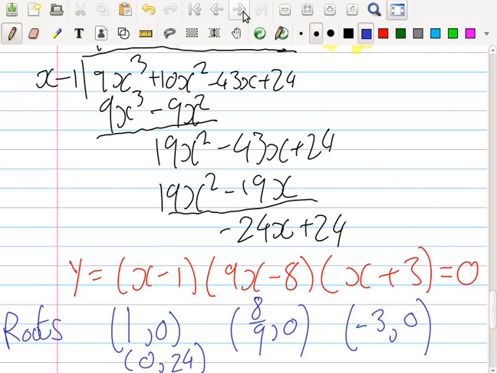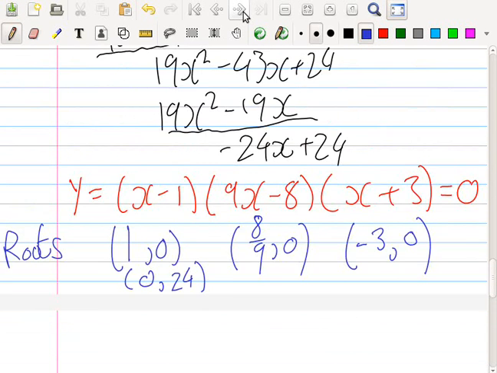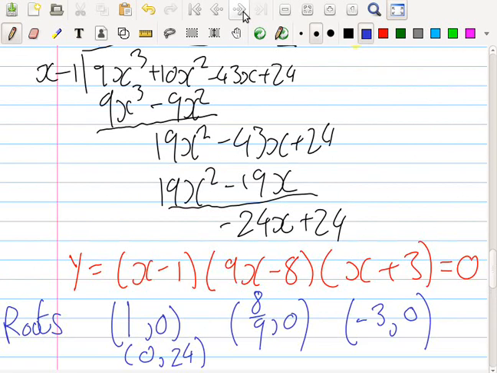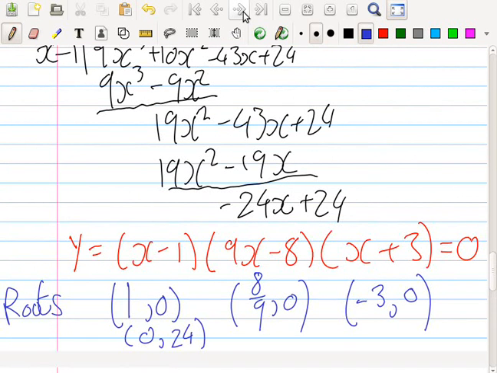Yeah, well, I'm at the end of the page, so I need to make a new page. There. Okay. So once you write this down, now I'll show you what the graph looks like of a cubic. It's quite similar to a quadratic. In fact, it almost looks like two quadratics.